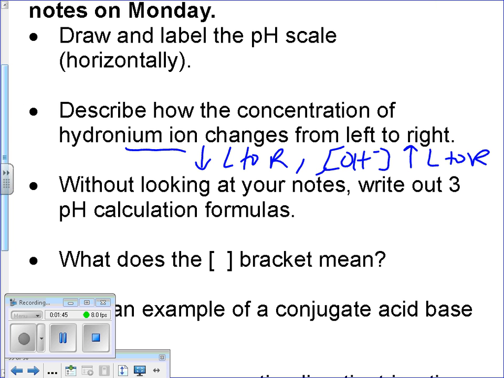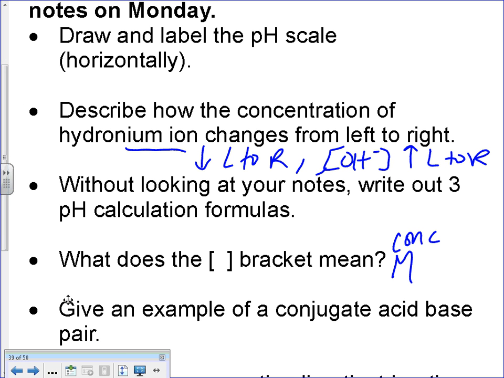Whenever something's in brackets, does that mean concentration? Good point. What do brackets mean? Molarity. That means concentration, right? So it's a shorthand way of writing molarity, or the concentration of said thing in brackets.